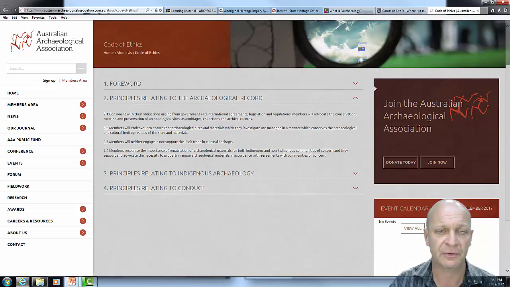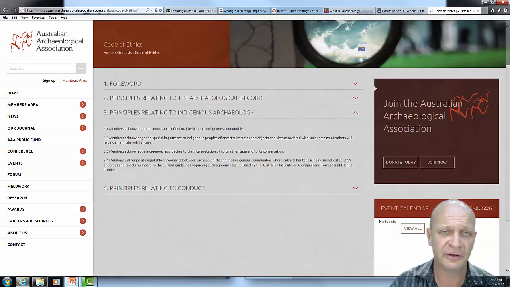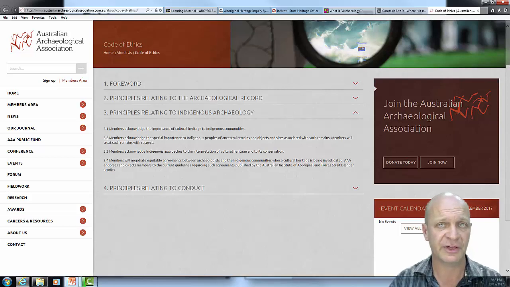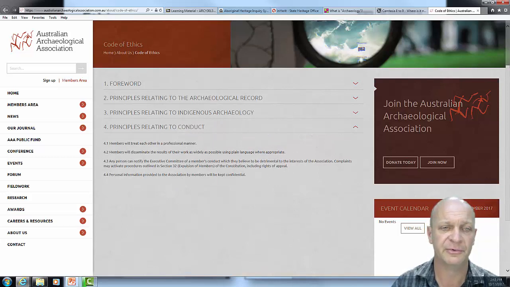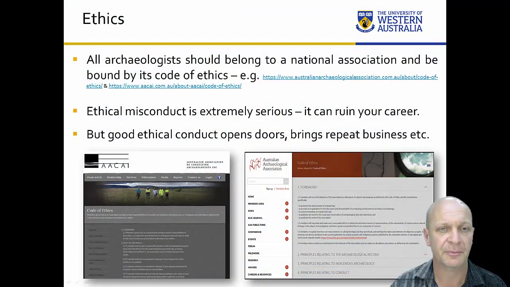And there are also principles relating to Indigenous archaeology that you can see over here. Members acknowledge Indigenous approaches to the interpretation of cultural heritage and its conservation. Note it says acknowledge. It doesn't say you have to agree with these, but you just have to acknowledge that archaeology is not the only point of view out there. And then as an archaeologist, there are principles relating to your conduct, that you work in a professional, honest, timely manner.